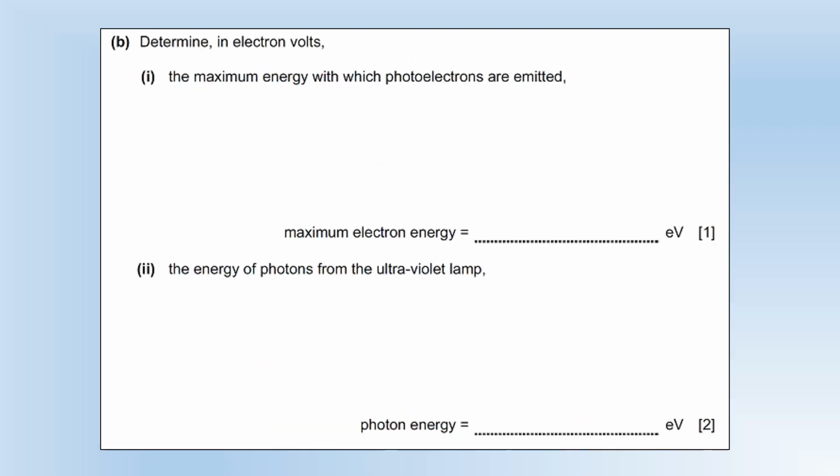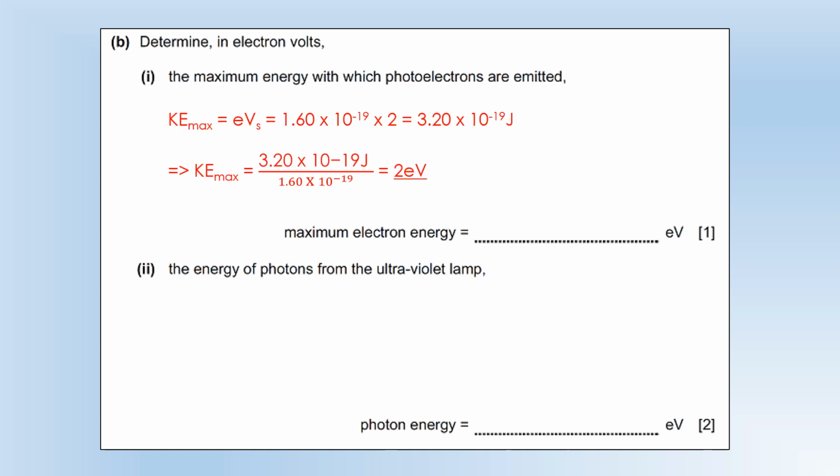Okay, so we want to determine, in electron volts, the maximum energy with which photoelectrons are emitted. We're going to use the stopping potential from the graph, which you can see is minus 2 volts. So I'm going to calculate the maximum kinetic energy using that 2 and the potential difference, and then divide by the number of joules that 1 electron volt is, to give us 2 electron volts.